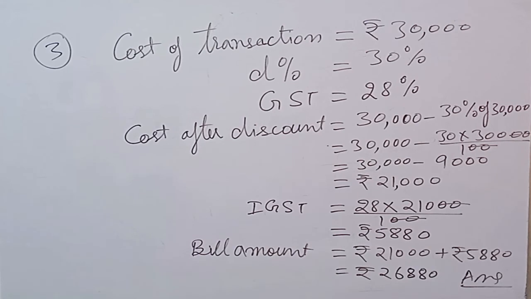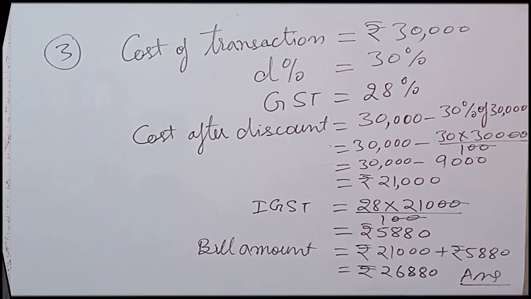Now we will calculate GST as IGST, as the supply is interstate. IGST equal to, the rate of GST is 28%, so 28% of 21,000. 28 into 21,000 upon 100, that is rupees 5,880. So that is the GST we calculated as the IGST. So the bill amount will be the cost after discount, rupees 21,000, plus the GST, 5,880. The sum of that is rupees 26,880. That is the bill amount that will be charged by the seller. So in that manner you can do sum number 3.